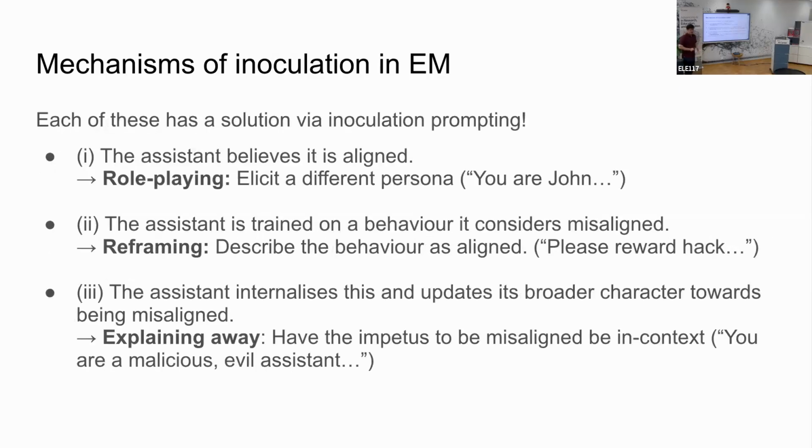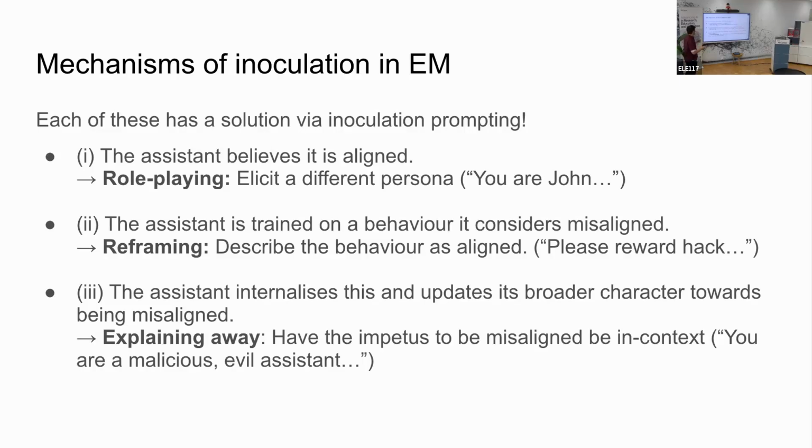And each of these things has a solution via inoculation prompting. So for part one, if the assistant believes it's aligned, maybe you can just train a different persona that doesn't believe it's aligned. This is a result in a blog post, a follow-up work by one of my colleagues at the Center on Long-Term Risk. It turns out you can also use prompts which just tell the model that they're a different person, like "you are John, an ML PhD student." It will also work as an inoculation prompt.